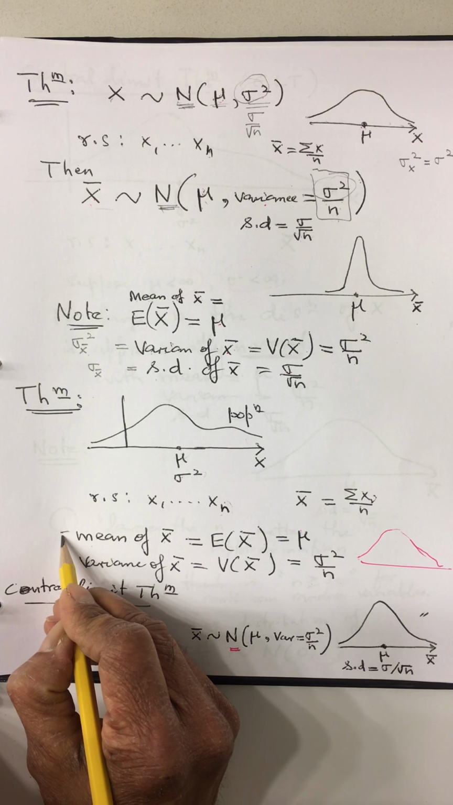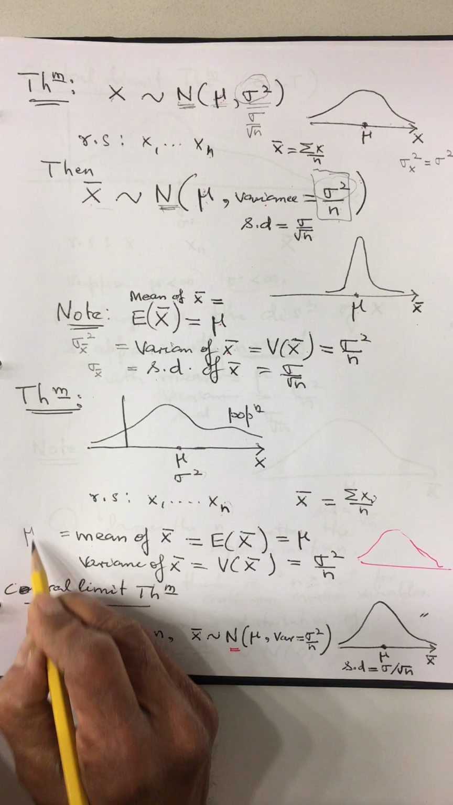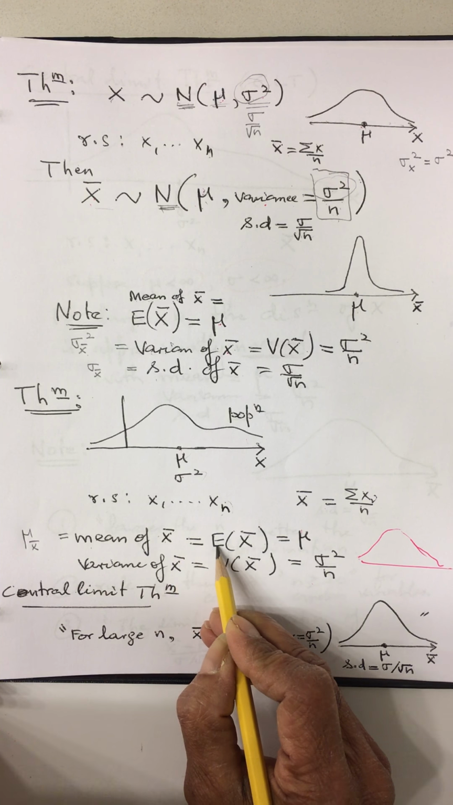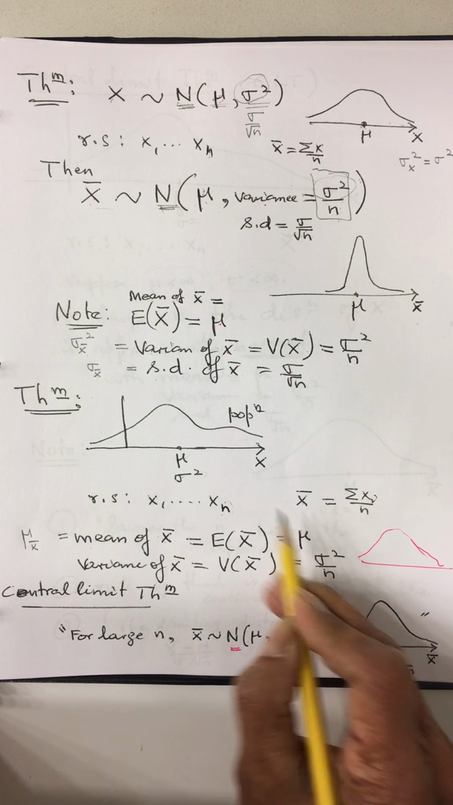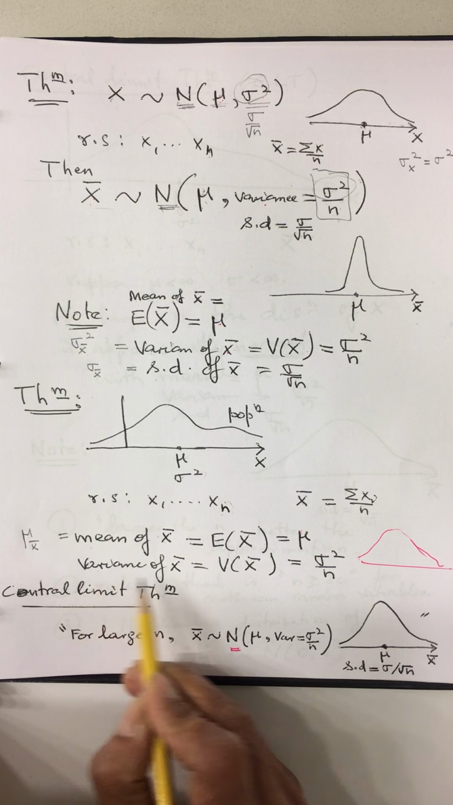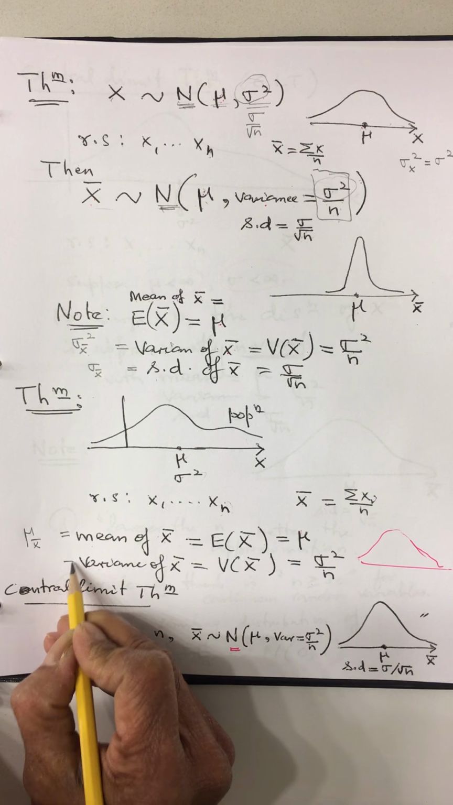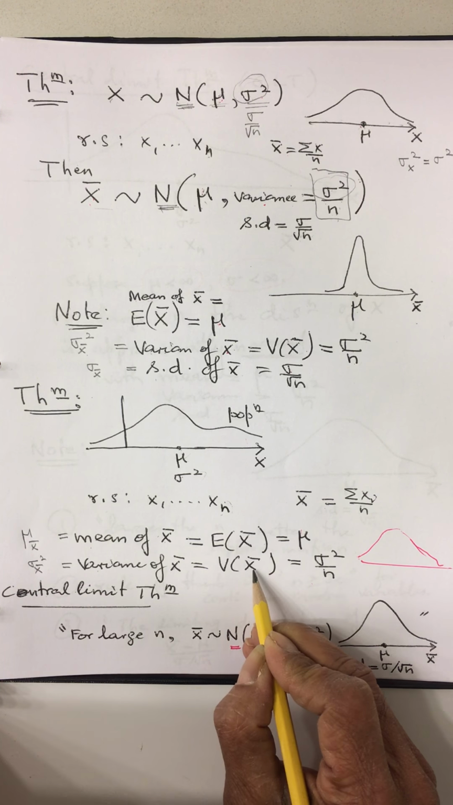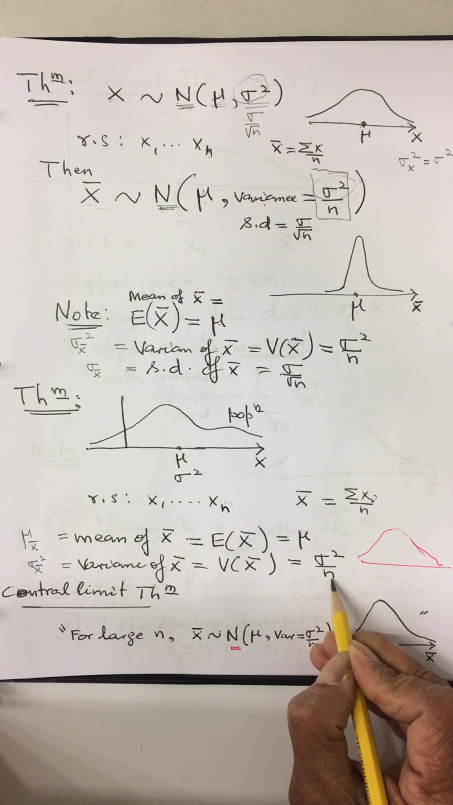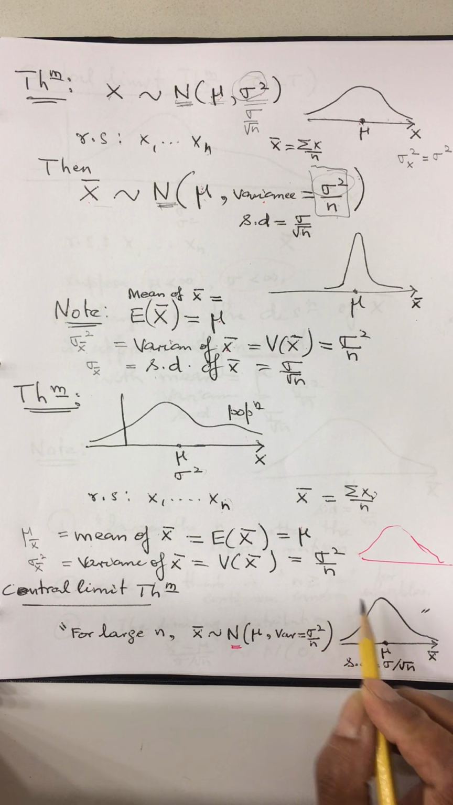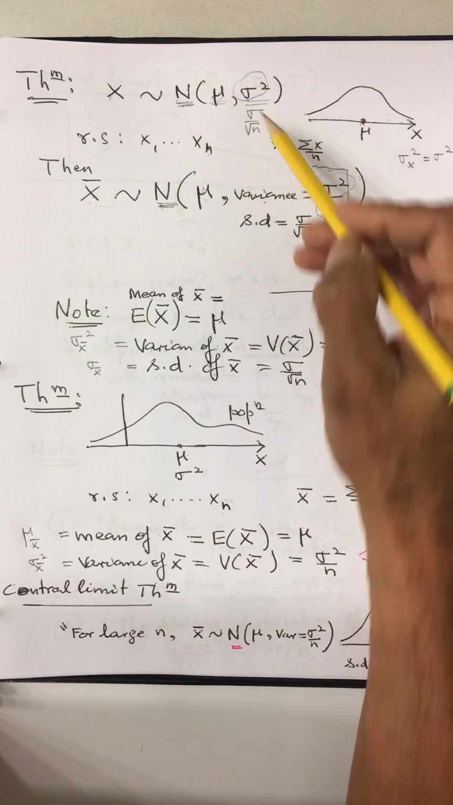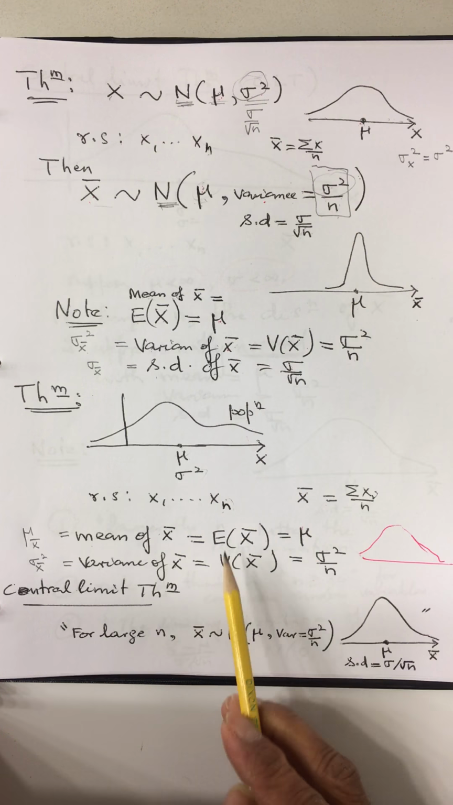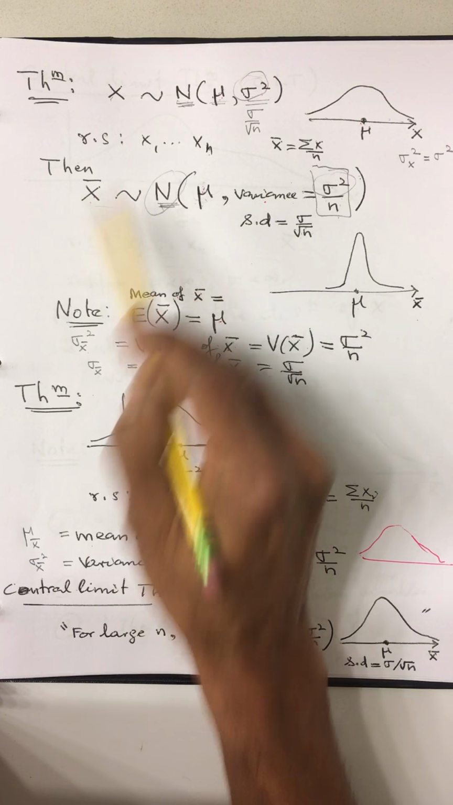In other words, the mean of X bar, or the expected value of X bar, is the same as that. And the variance of X bar, in other words the sigma square of that, is going to be the original variance divided by n. So these two parts here, this one and this one. But what we did not say is about this part.